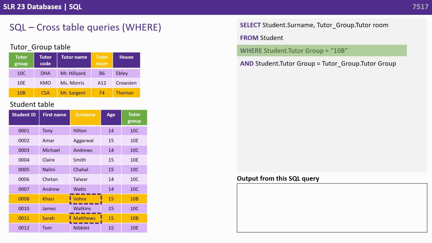And then we just carry out the normal SQL command. So we're doing this from the student table where student.tutorgroup equals 10b. So you can see there on the diagrams on the left how that's querying the data and the output in the bottom right.